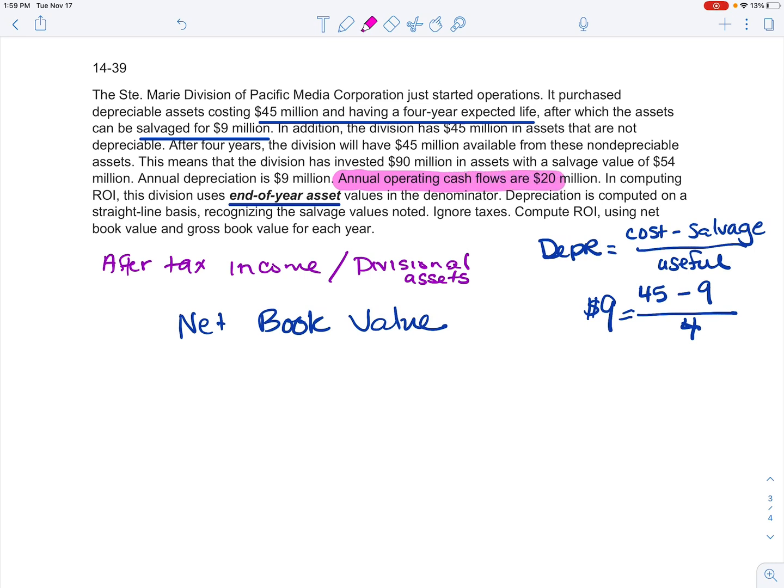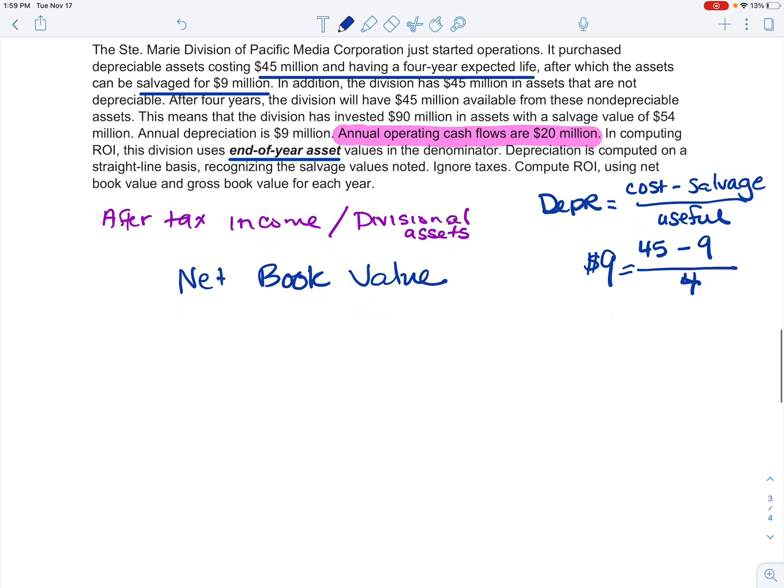Let's find some other information we need. Annual cash flows are 20 million. I will tell you, because I know you have a very similar problem in your homework, they're saying that in addition, they have 45 million in assets that are not depreciable, which means they have $90 million in assets. But they're also explaining this in more detail than you need. And they're actually giving you that $9 million in depreciation. So don't let all the numbers confuse you. Just pull out the information you need. Know that sometimes in these accounting problems, they're giving you much more information than you need to know.